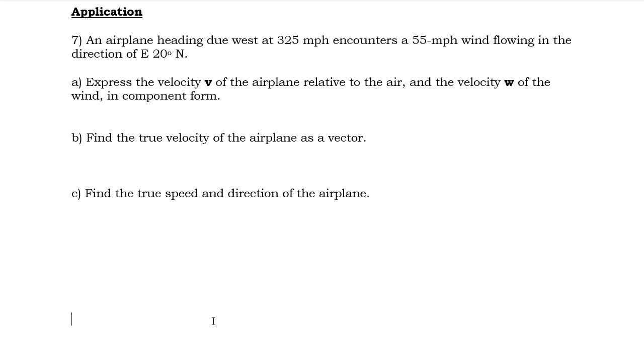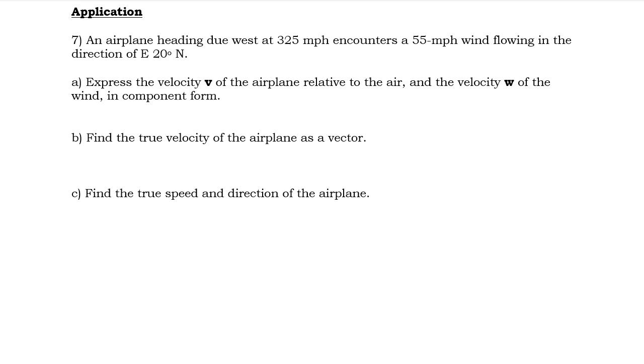Express the velocity v of the airplane relative to the air and the velocity w of the wind in component form. Find the true velocity of the airplane as a vector and find the true speed and direction of the airplane. Okay, that's a lot. But let's just start with the given information and how we're going to draw a picture of that.